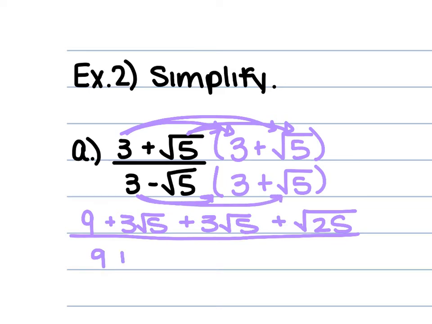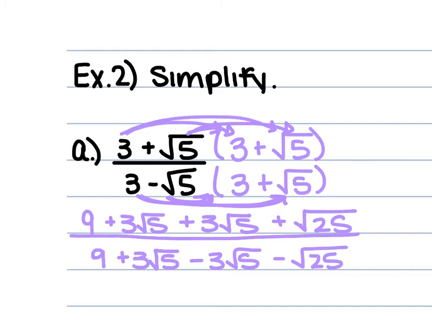3 times square root of 5 is positive 3 square root of 5. The negative square root of 5 times 3 is negative 3 square root of 5. See how those are going to cancel out? And then the negative square root of 5 times the positive square root of 5 is going to be a negative square root of 25.